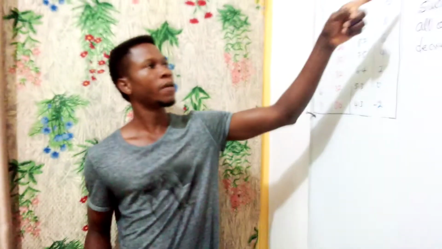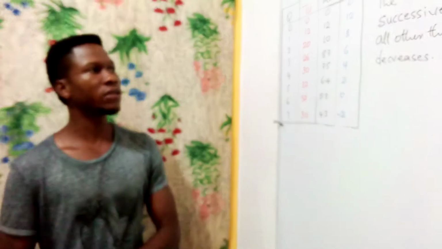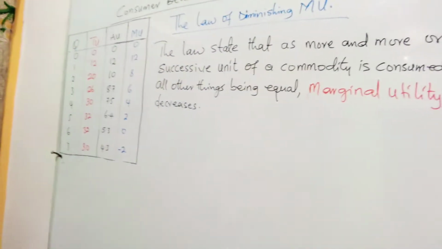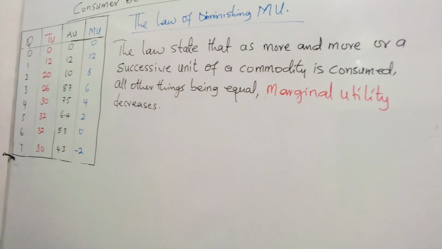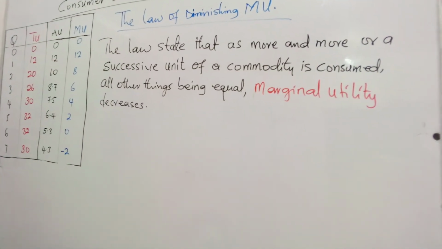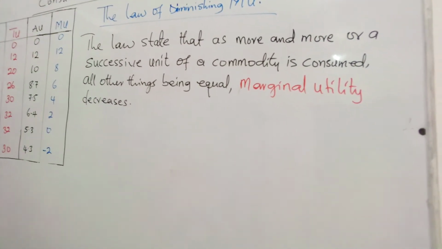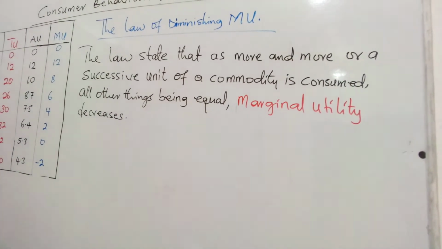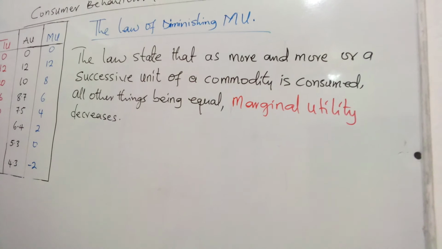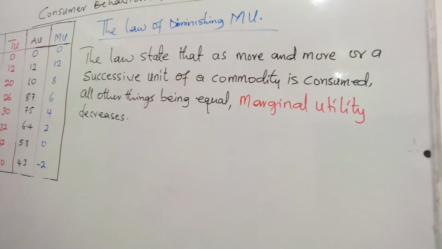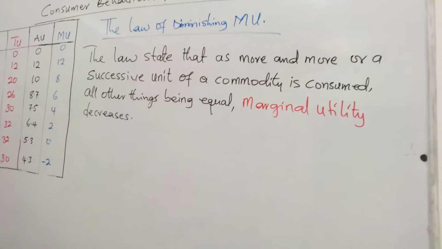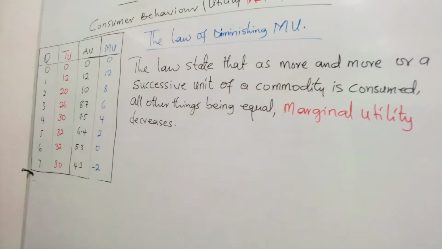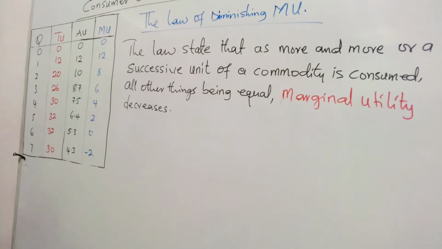Okay, so we want to look at the law of diminishing marginal utility. The law states that as more and more of a commodity is consumed, all other things being equal, marginal utility decreases. As more and more successive units of a commodity are consumed, all other things being equal, marginal utility decreases or diminishes.